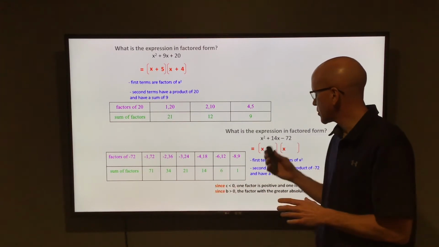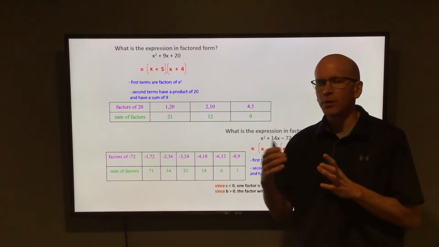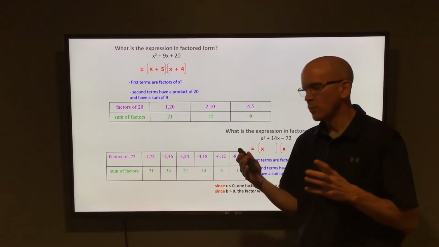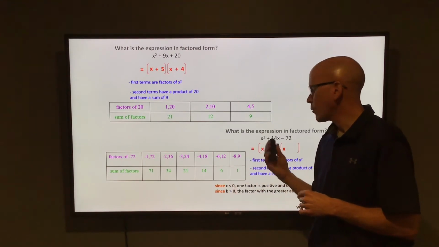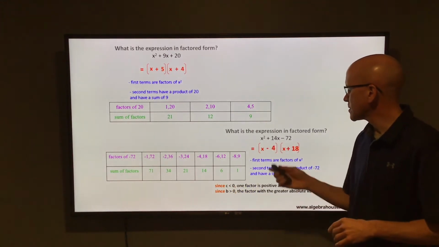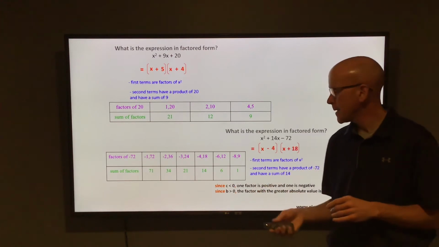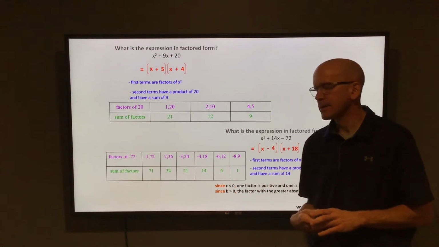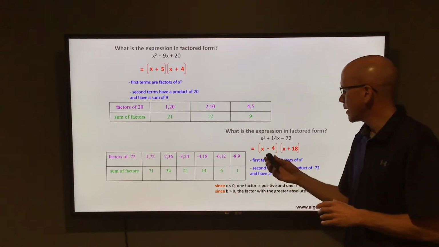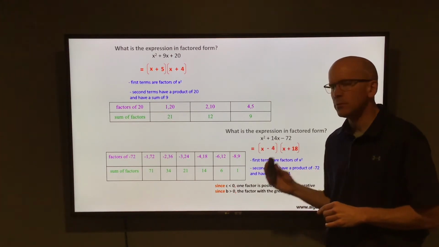18. So if you aren't sure, you want to list the factors of that negative 72 and think about which pair can you put together so that when you add them, you get this 14. And that pair we just said was negative 4 and 18. So those second terms are negative 4 and 18. Again, doesn't matter what order you put these in. This could be x plus 18 times x minus 4. Either way, x squared plus 14x minus 72, that factors into these two binomials.